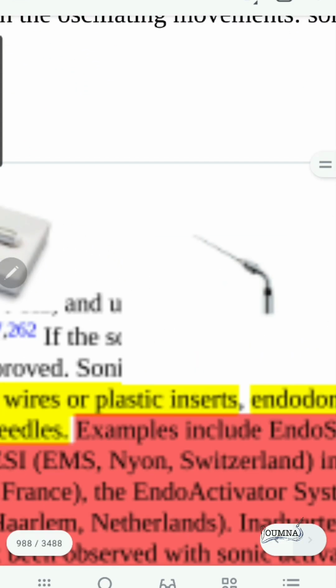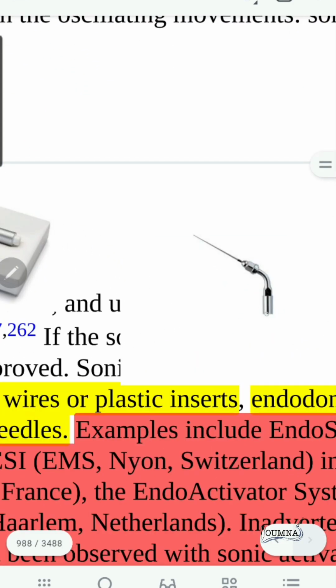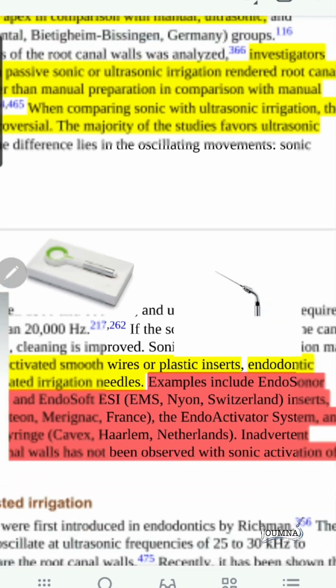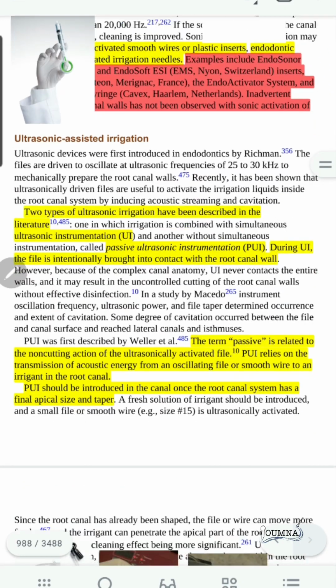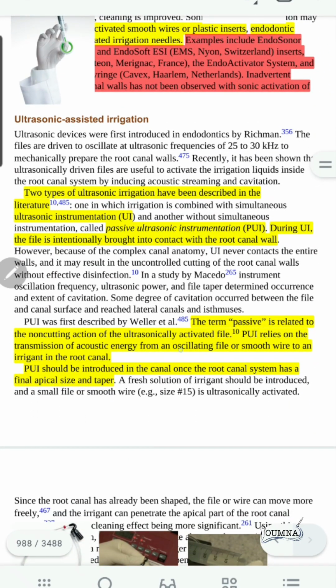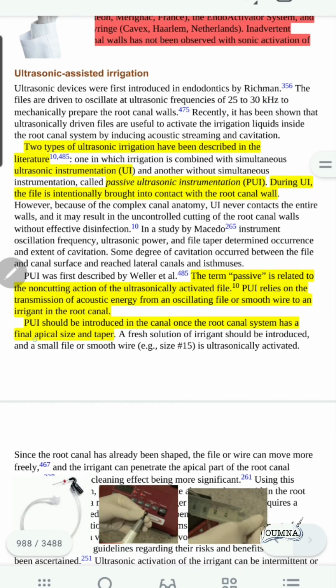And we can use the ultrasonic tips that are passive. What do we mean by passive irrigation? We mean that it is a non-cutting action of the activated file, which means the file must be entered passively, not touching the canal walls. It is only transmitting acoustic energy from an oscillating file or a smooth wire to an irrigant in the root canal. That's it.